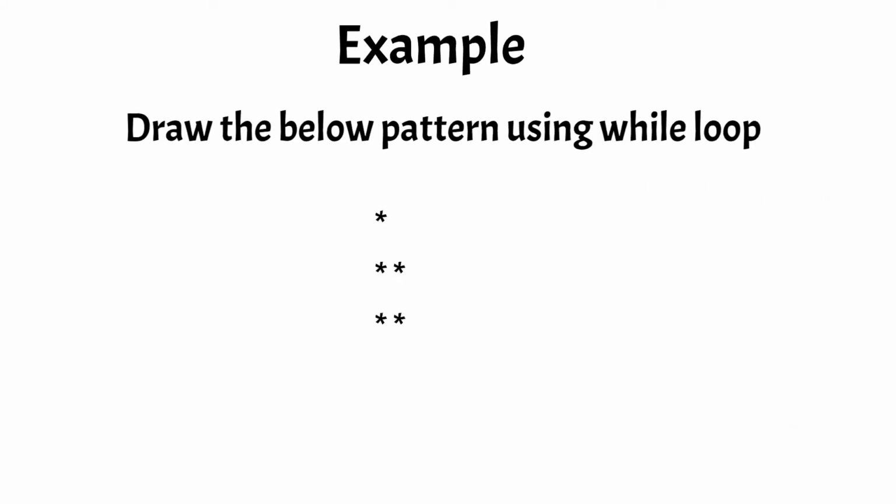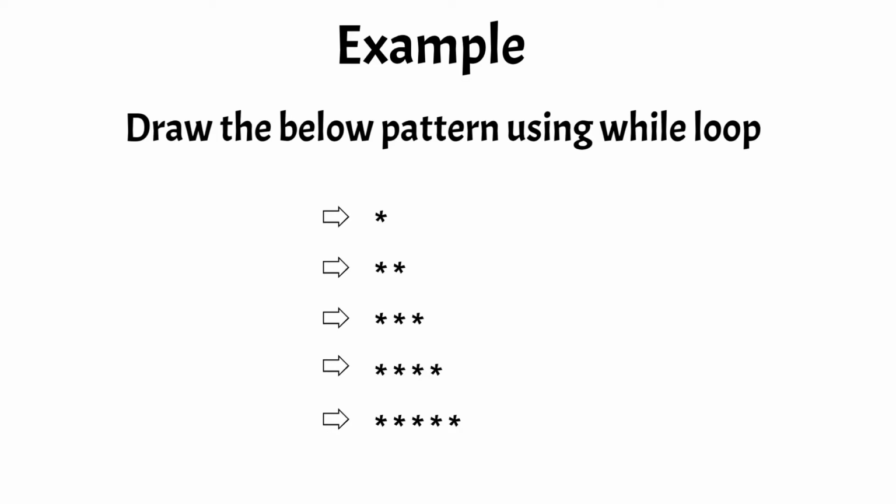So for now, let us have a look at the example that we are going to solve using the while loop. Let us try to draw this pattern using the while loop. As you can see here, we are printing stars in multiple rows. If you want, you can pause the video here and try to write pseudocode which will define the logic for us to solve this problem. If you want to directly know the solution, then just continue watching.